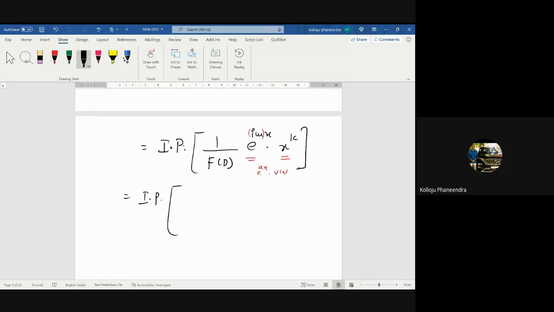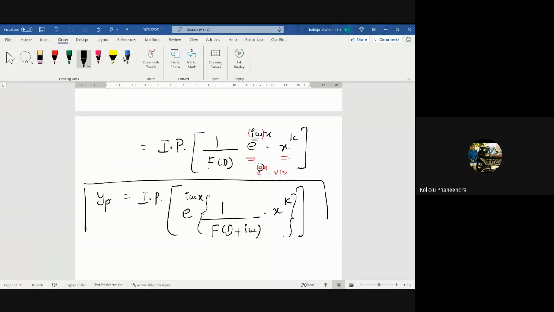Then what is the procedure? I told you first, this e power ax is taken out of f of D by replacing D by D plus a. What is the a value here? The a value here is im. So D plus im, and then x power k. That's it. This part is easily evaluated using the previous technique, the x power k model. That's it. This is yp.